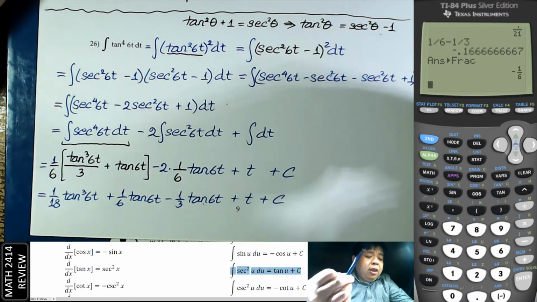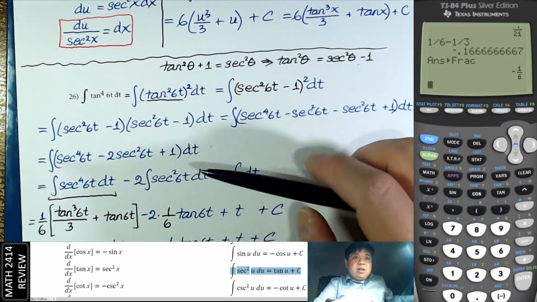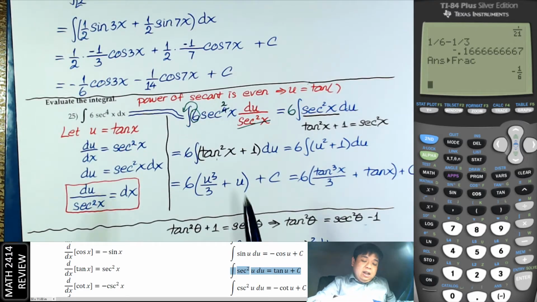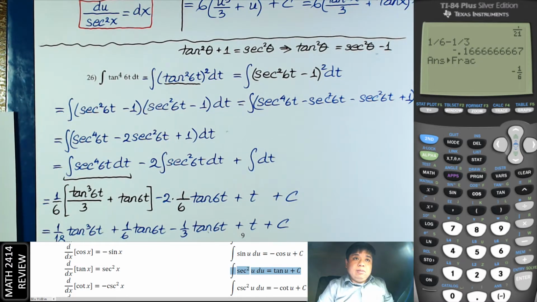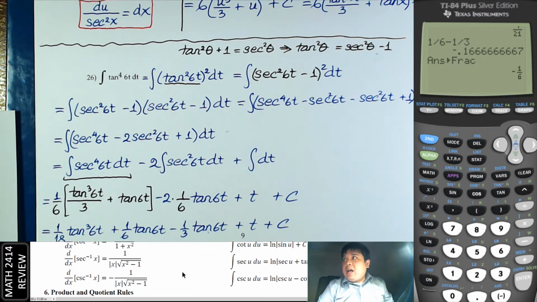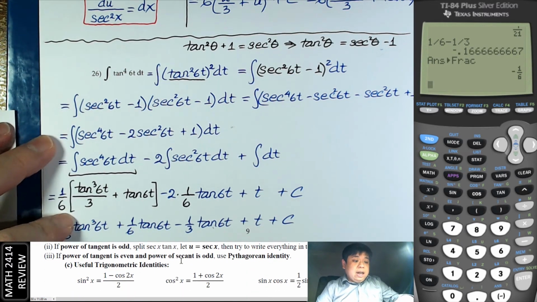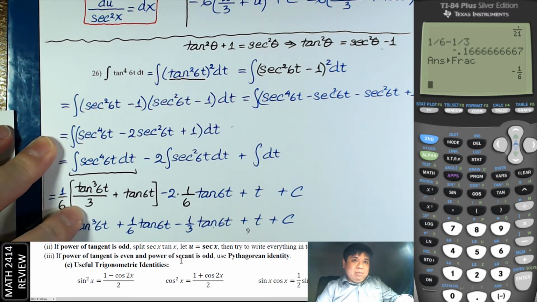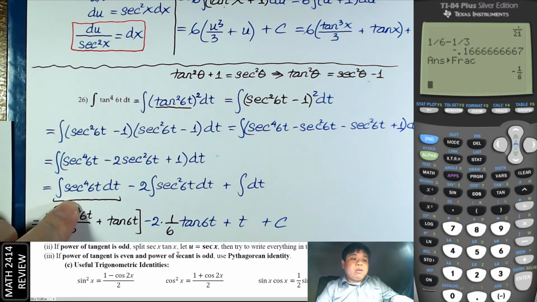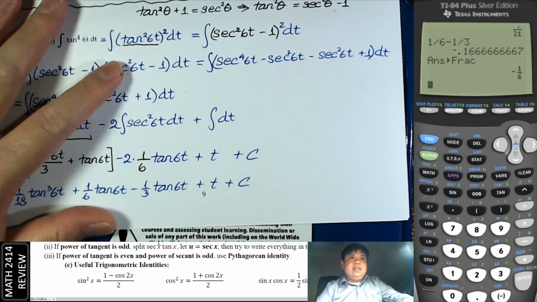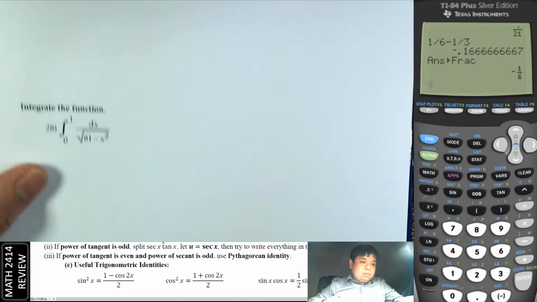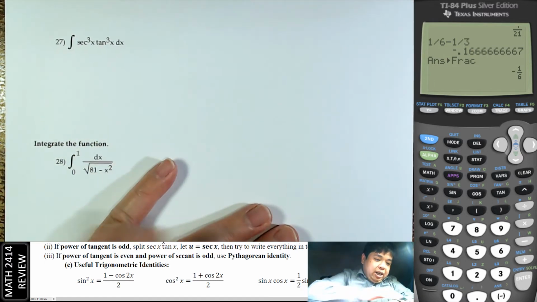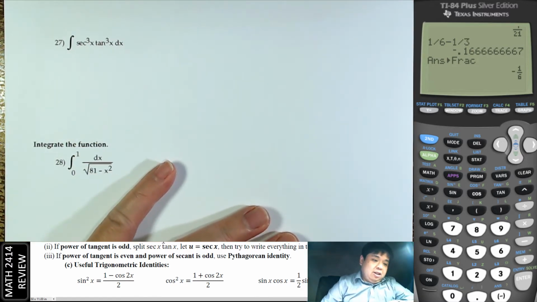Right. So on this one, because the power of secant is not even, and the power of tangent is not odd, we have to use the Pythagorean identity. It turns out to be something nice, in the sense that this gives us secant to the 4th, which we just did earlier. Now secant cube and tangent cube.